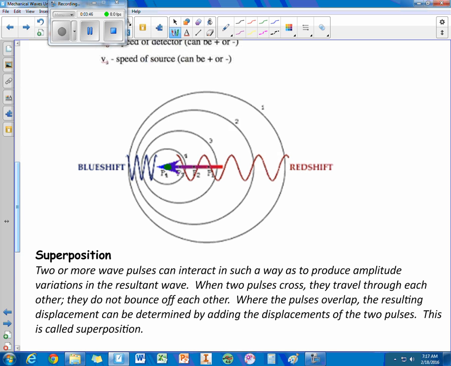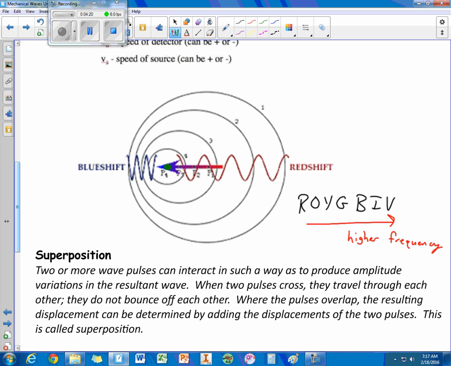So we have this blue shift and we have this red shift, but it's kind of hard to see what that means. We have an acronym called ROY G. BIV. It stands for red, orange, yellow, green, blue, indigo, violet. And really what this means is as you go from red to blue, the frequency increases. So higher frequency, shorter wavelength.